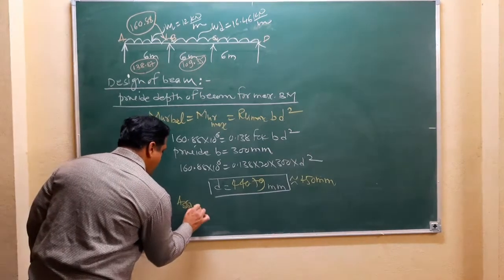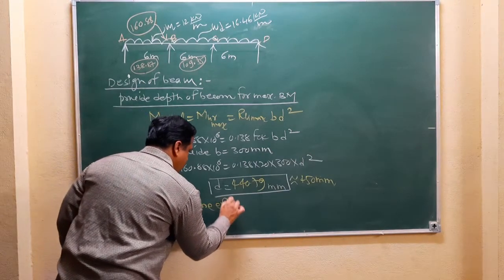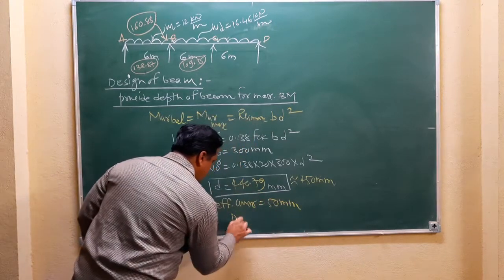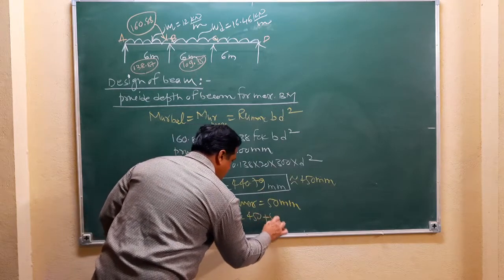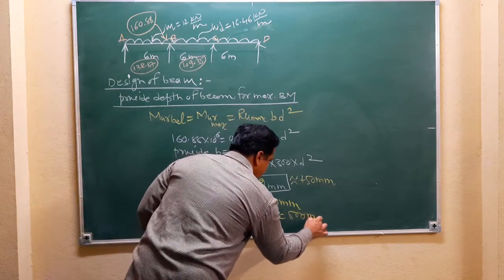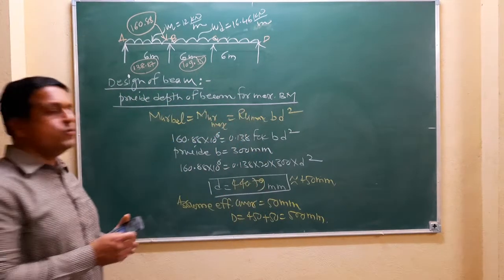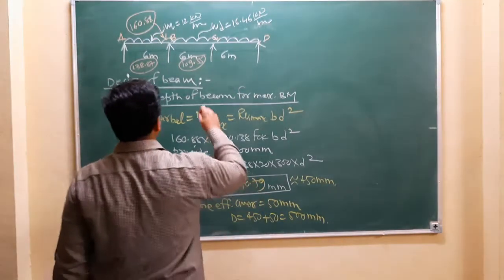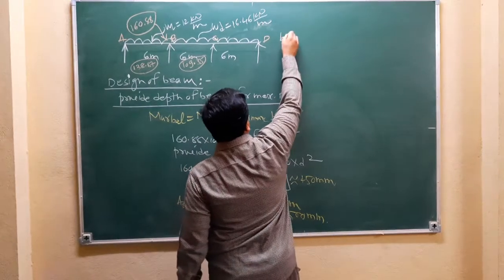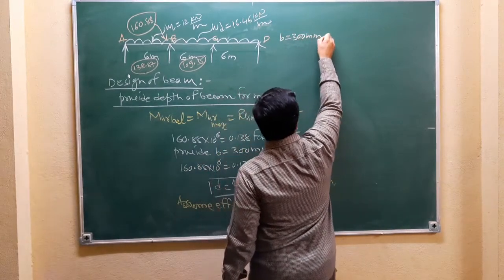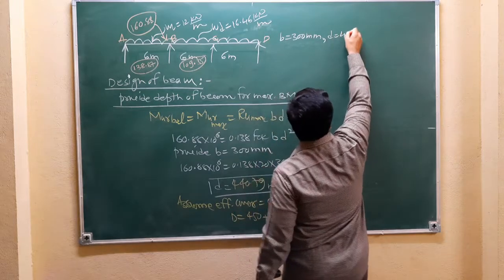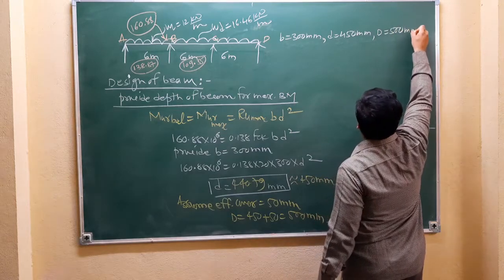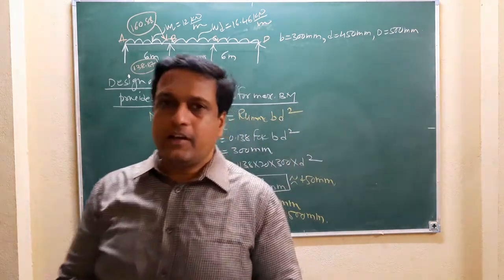Now assume an effective cover equal to 50 mm. Then the overall depth is 450 plus 50, so 500 mm is the overall depth of the section. So what is the final decision? The width of the section is 300 mm, the effective depth is 450 mm and the overall depth is 500 mm. So these are the dimensions of the beam.